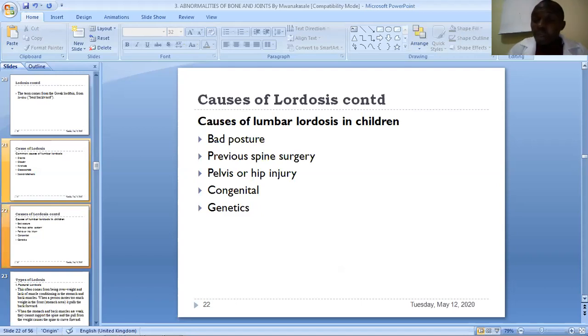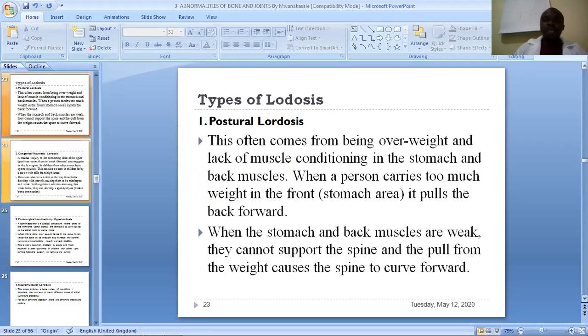Lordosis may also be congenital, meaning that someone can actually be born with that deformity. That's why some books will call it a congenital abnormality. Lordosis sometimes can be genetic, meaning that it can actually run in families. Now, let's look at the types of lordosis.